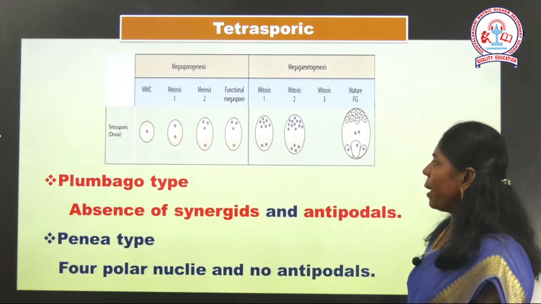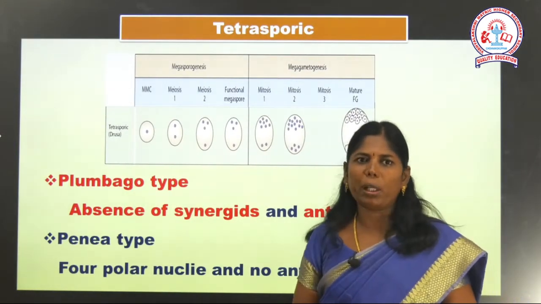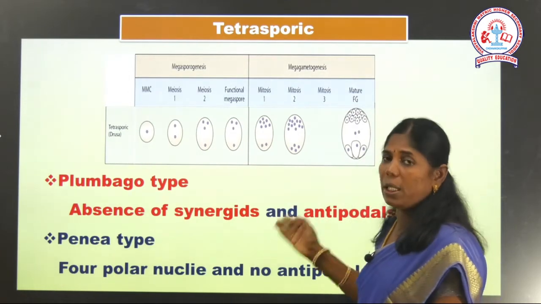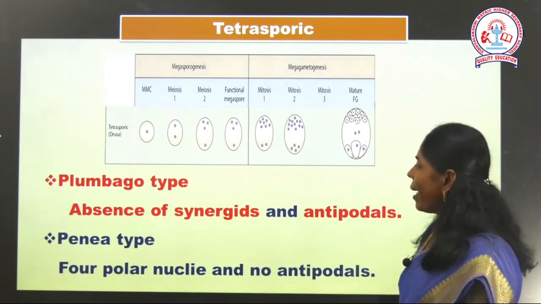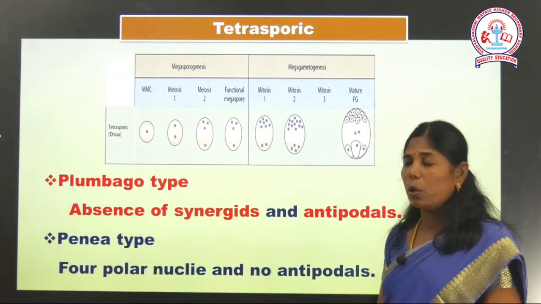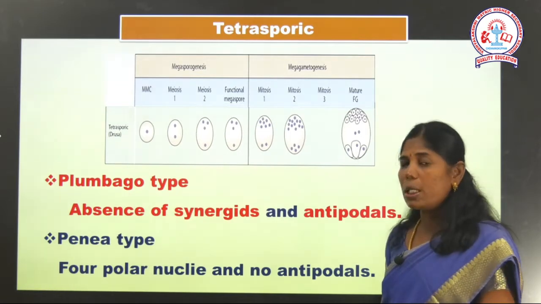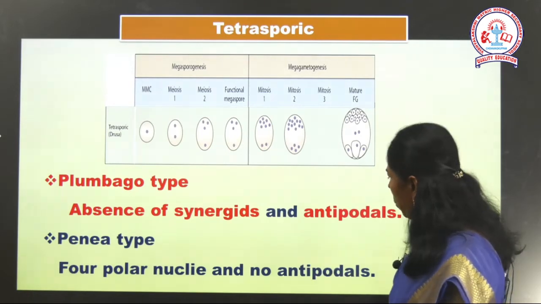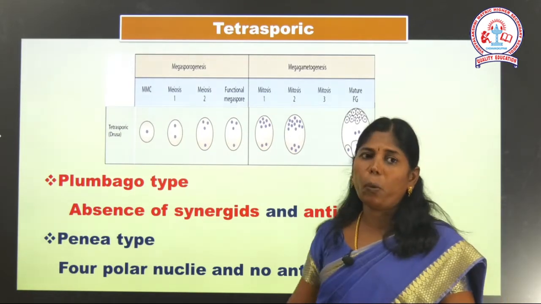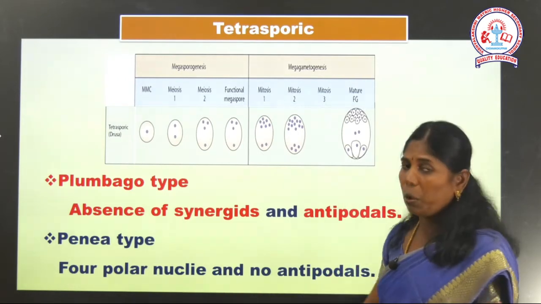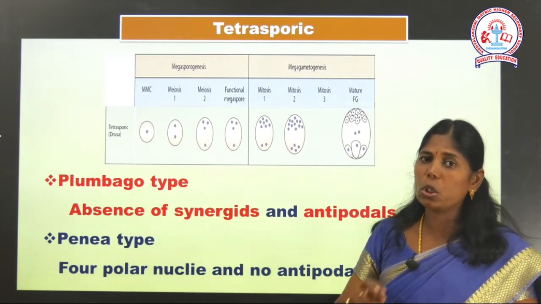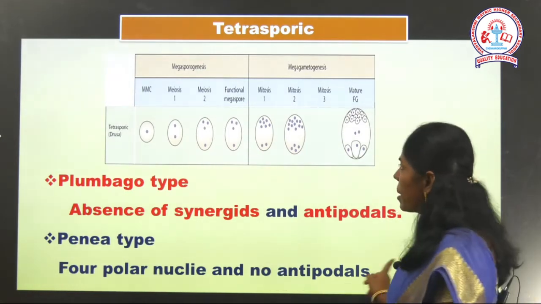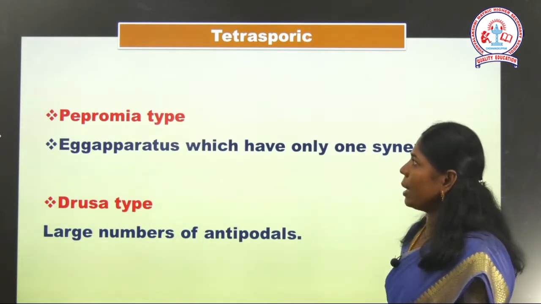And next one is the Plumbago type. Plumbago type is the absence of synergids. These are very important characters we mention here, and everything is very important for competitive examinations. In the Plumbago type, synergids and antipodals are absent. Next is the Penaea type: 4 polar nuclei and no antipodals. Usually in the Polygonum type there are only 2 polar nuclei, but here we can see 4, and antipodals are absent.